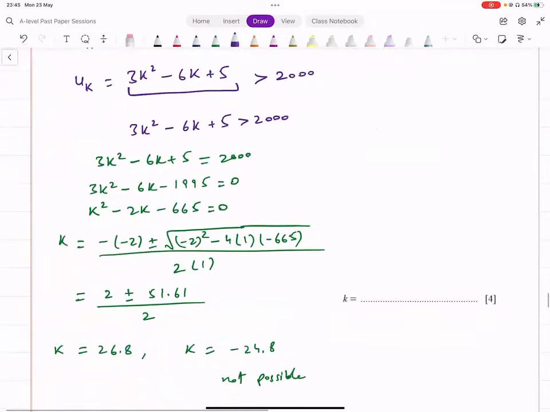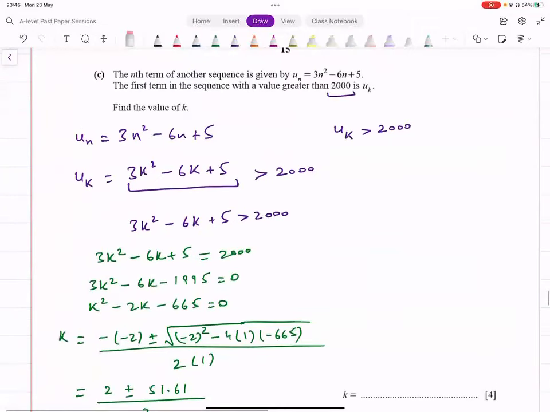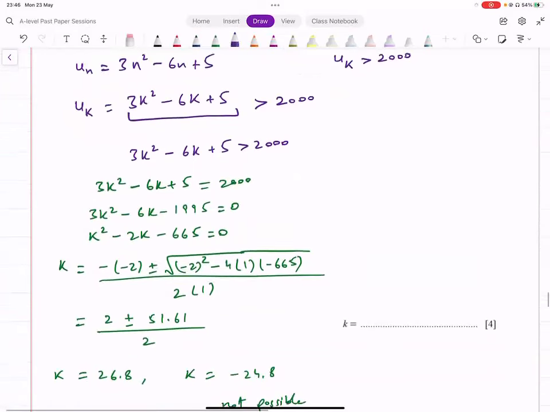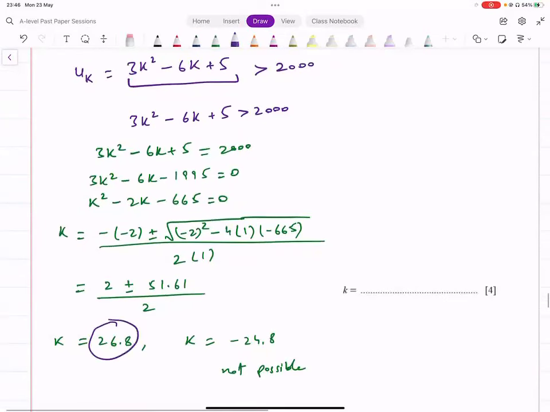ठीक है। अब 26.8 तो कोई टर्म हो नहीं सकती, डेसिमल में तो टर्म नंबर नहीं हो सकता, हमें इससे बड़ी वैल्यू देखनी है। 2000 एग्जैक्टली नहीं चाहिए हमें, इसलिए वैल्यू ग्रेटर देन 2000। तो 2000 से बड़ी वैल्यू कब मिलेगी? जब k की वैल्यू या n की वैल्यू 26.8 से बड़ी होगी। 26.8 से बड़ा पहला इंटीजर आपके पास कौन सा है? You've got 27. So the first integer that you get that's bigger than 26.8, that is 27.